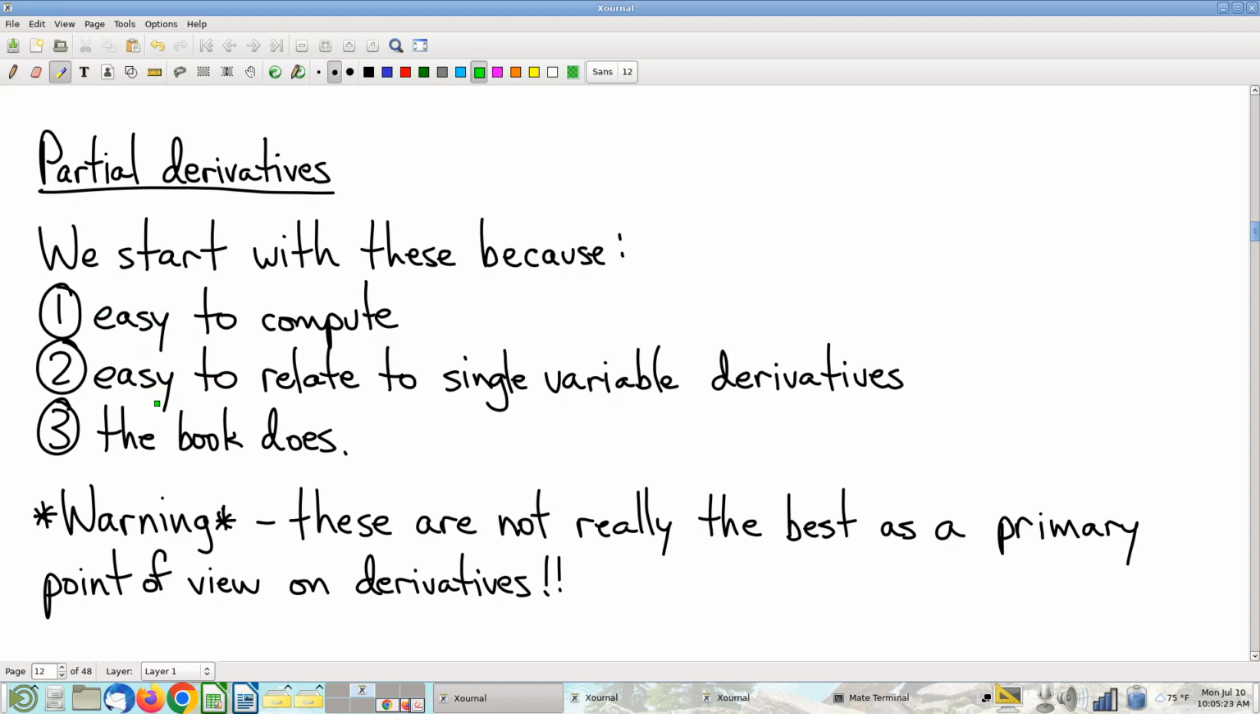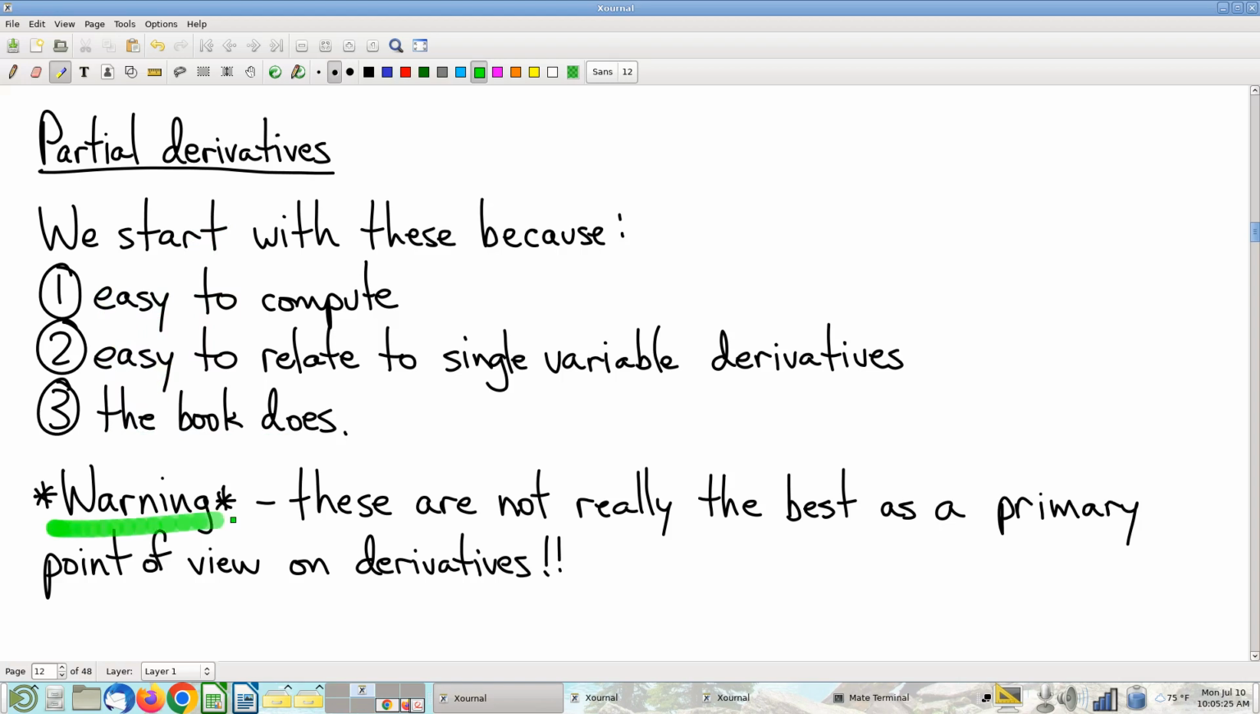We're going to do partial derivatives first, but I do want to give you all a warning. I think it's important to recognize that these are not the best way to think about derivatives ultimately. So yeah, we're going to do partial derivatives first. It's going to be your earliest experience, but don't let it be your foundational experience. Don't hang your hat. Don't set it in your mind that, okay, fundamentally derivatives are partial derivatives. No, that's really not the best way to think about derivatives. So that's just a heads up.